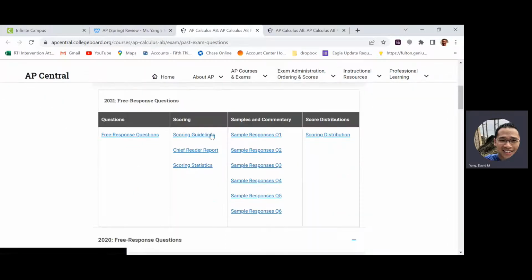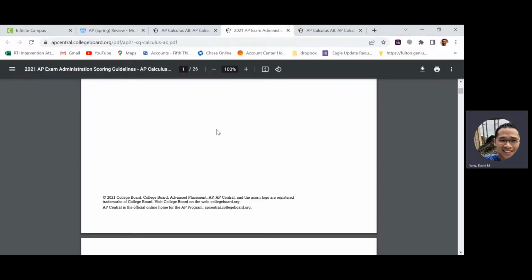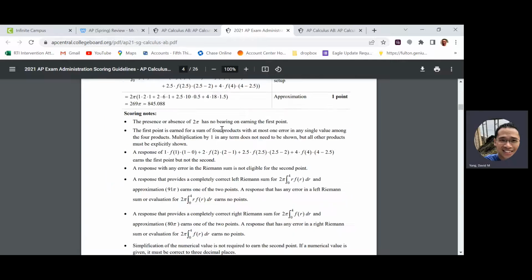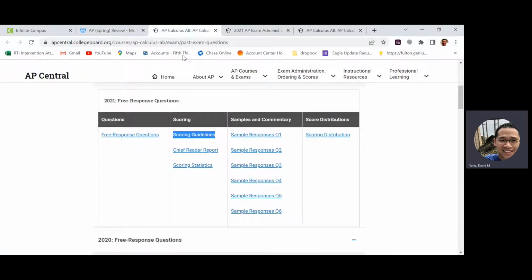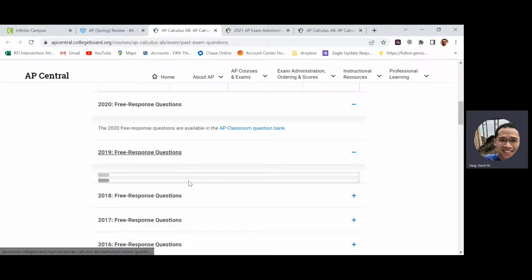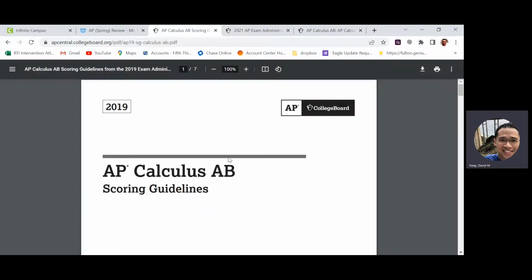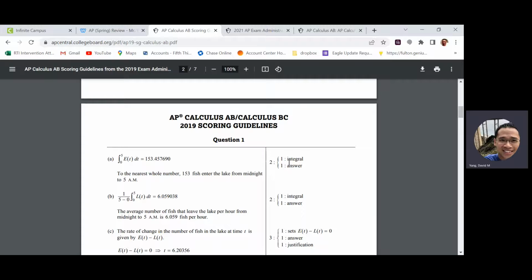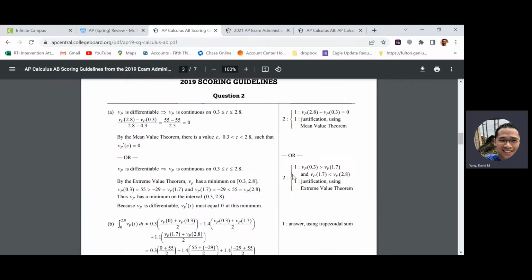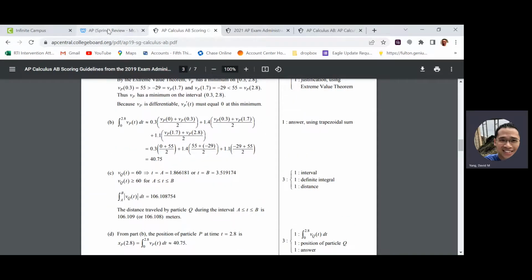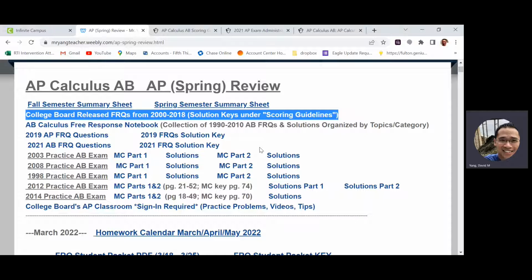If you click on scoring guidelines, it'll show you not only the key, but also the points, how they're grading it, and the point totals. Some are more detailed than others, but most of them look more like this, where you've got scoring guidelines and then point totals. Every FRQ is worth 9 points, and it shows you how they're grading each of the FRQs. Some of the earlier ones have the problem above and then the scoring guidelines below. So that's nice, to be able to see the problem and the keys next to each other.